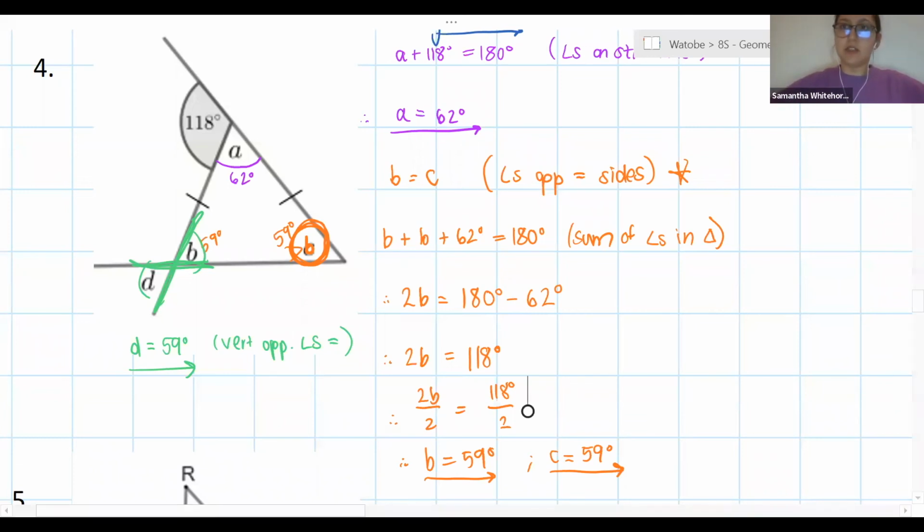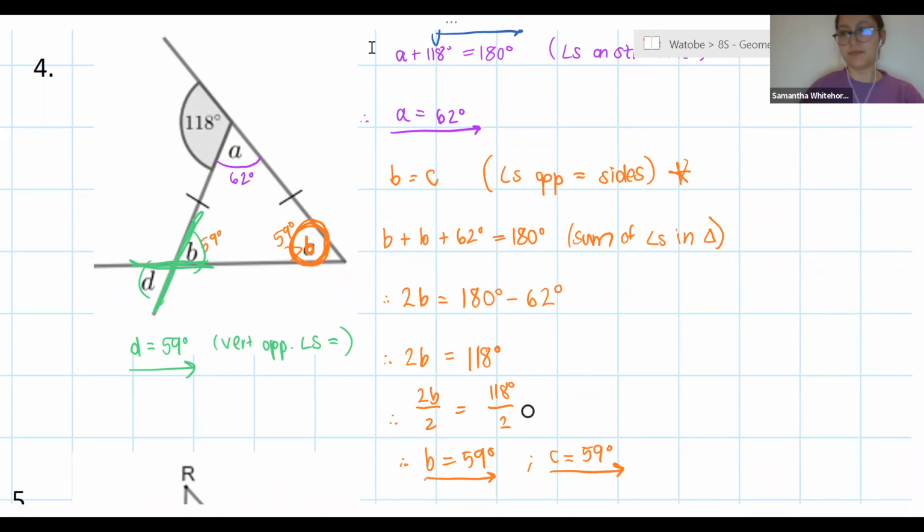Okay, while everyone's taking their screenshots, do you have a question for us? Yes, ma'am. B and C are the same angle? Yes, because they're angles opposite equal sides. Even if they do not look the same, just because they don't look the same doesn't mean they're not the same. Just remember, often these diagrams won't be drawn to scale.